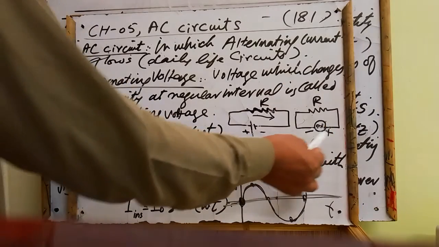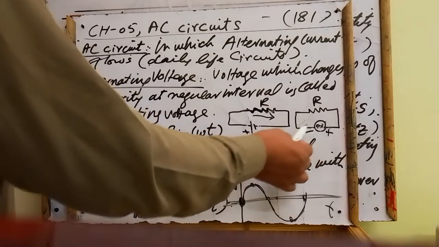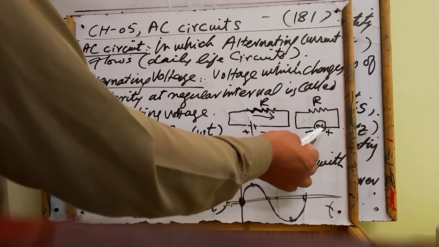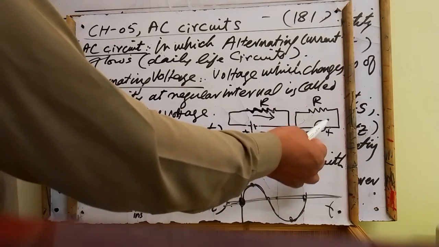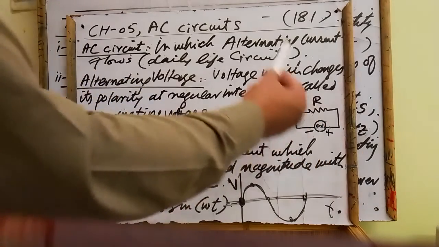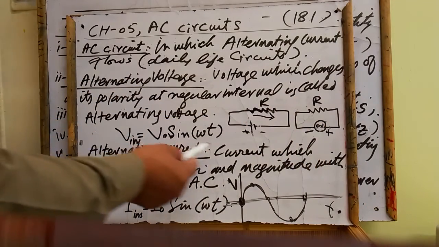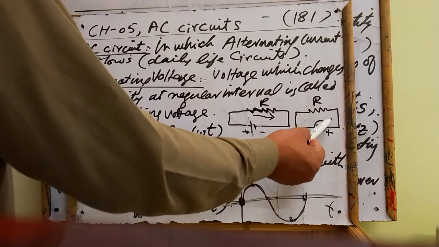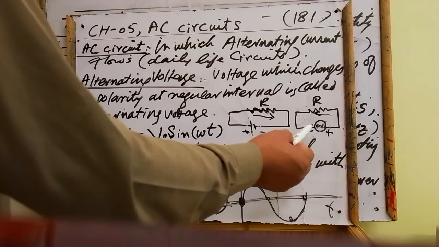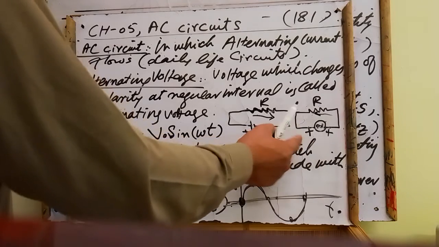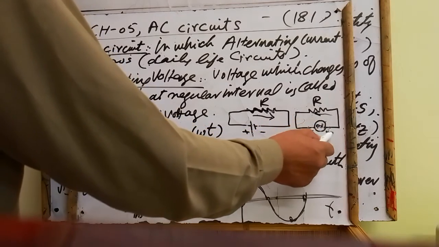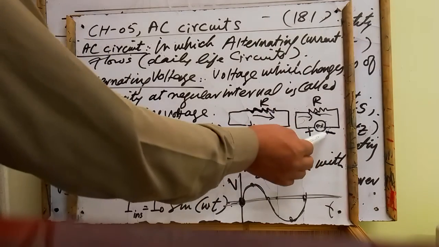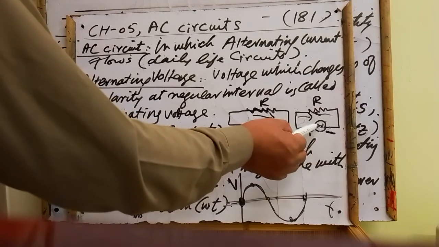So the polarity of the source reverses in equal intervals, and consequently the direction of the conventional current flowing through the circuit will automatically be reversing all the time. For example, in this case, the current will be flowing from right to left. But after some time, when the polarity changes, this becomes positive, this becomes negative, so the direction of the current will be reversed. So this is what we call alternating voltage.